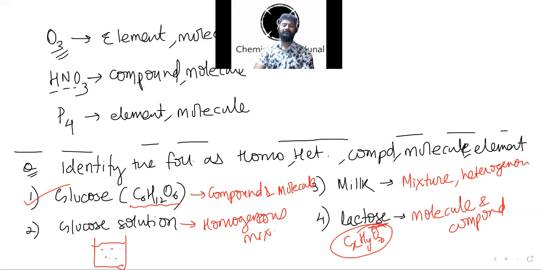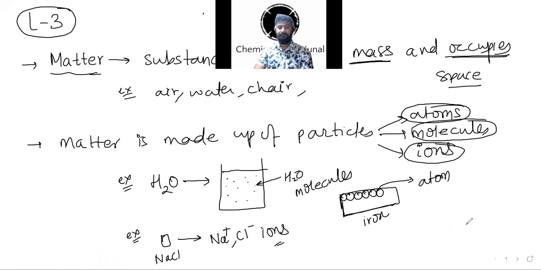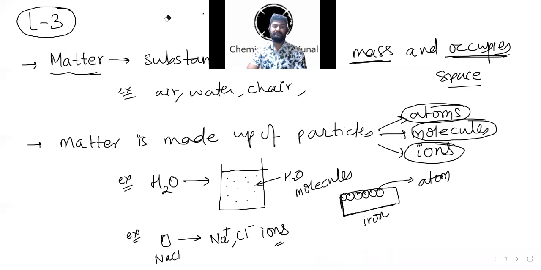So I hope this session was useful, where we learned what matter is and what matter is made up of. There's one more thing I should tell you: matter is made up of particles, and these particles are very small in size. How small? The size of particles is typically in the range of 1 angstrom, meaning 10 to the power minus 10 meters.